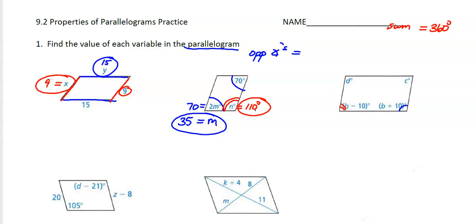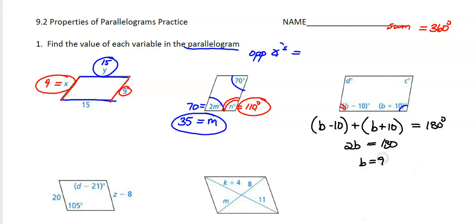So when I add those up, I have b minus 10 added to b plus 10. Those need to equal 180 degrees. When I clean that up, I end up with 2b. The minus 10 and the plus 10 cancel out, equals 180. Then divide both sides by 2, and I get b equals 90 degrees.